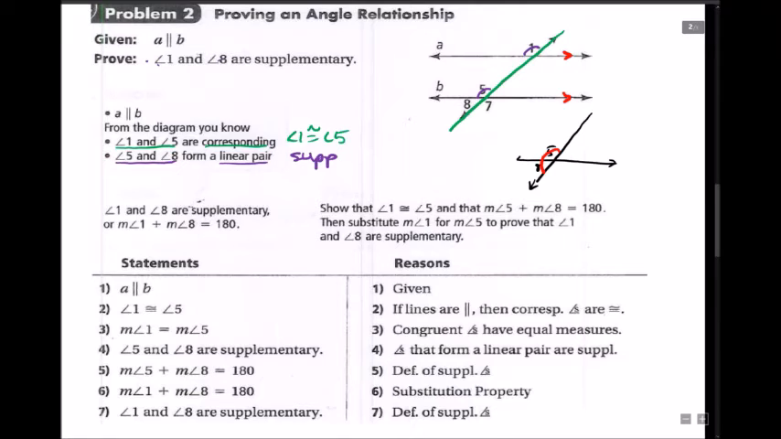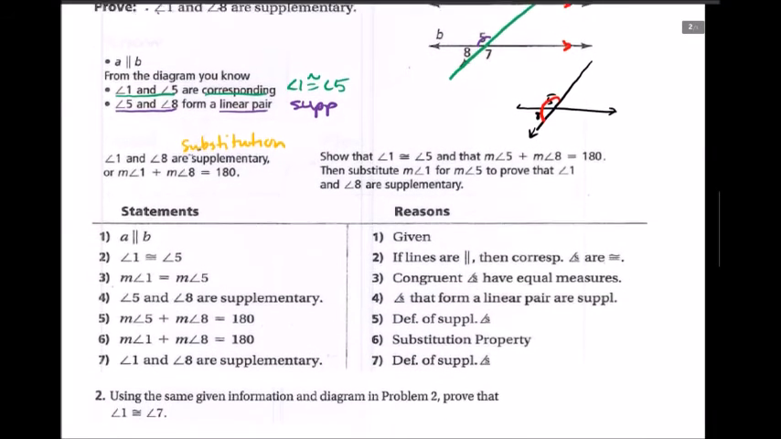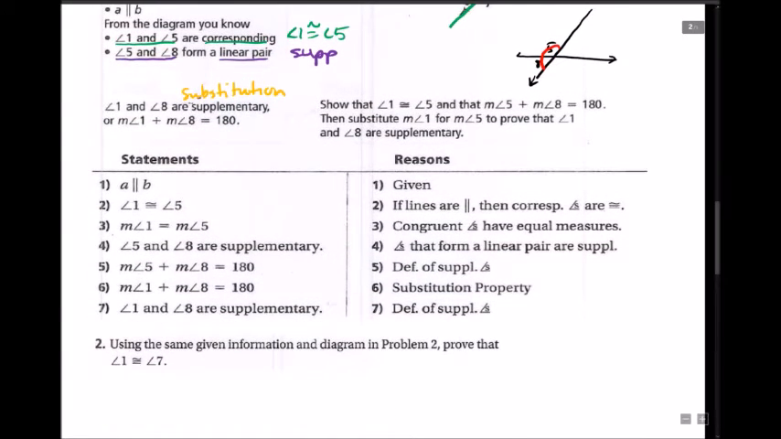So this is just going to be substitution, right? Because if we know that angle 1's congruent to angle 5, and angle 5 and angle 8 are supplementary, they form a linear pair, we can just substitute in. So let's look at our proof of this. Our proof is down here a little bit. We're going to push down a little bit. So do you see how we did all of our defining, marked our angles, redrew some things?